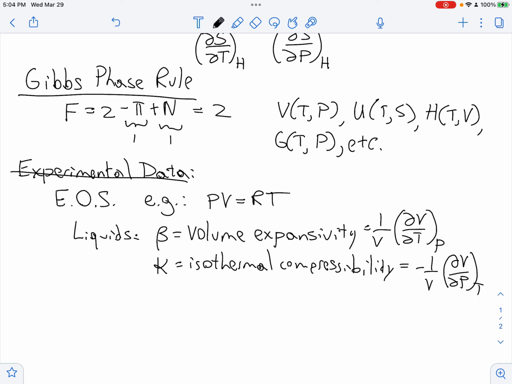So we treat kappa and beta as roughly constant. In fact, they are close to zero. They're small quantities, and that is meant to reflect the fact that liquids are close to being incompressible. So variations in temperature or pressure tend to have little proportional changes to the molar volume for a liquid.